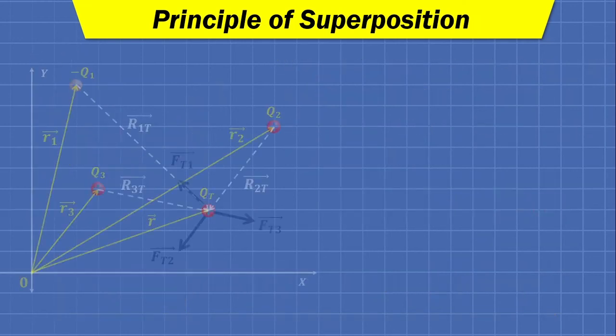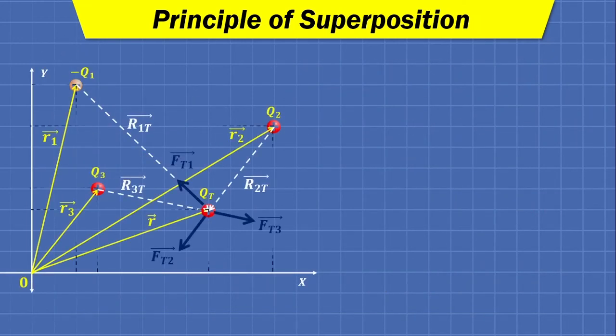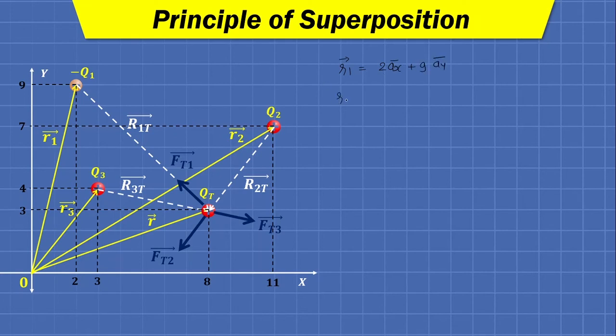Now for your reference only, again I have kept the position vector of each and every charge. So let us solve this case. Here the position vector of Q1, that is R1 bar, is nothing but 2ax bar plus 9ay bar. See, the same kind of calculation is equally applicable to a three-dimensional Cartesian system. Here, just for ease of understanding, I have taken a two-dimensional system.